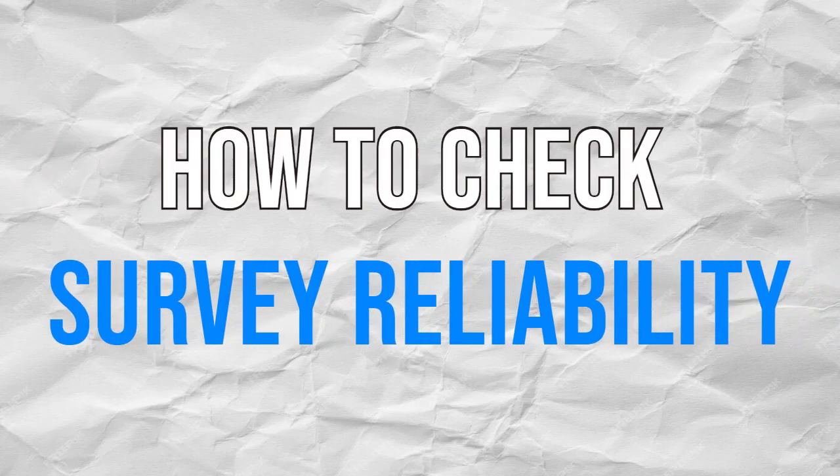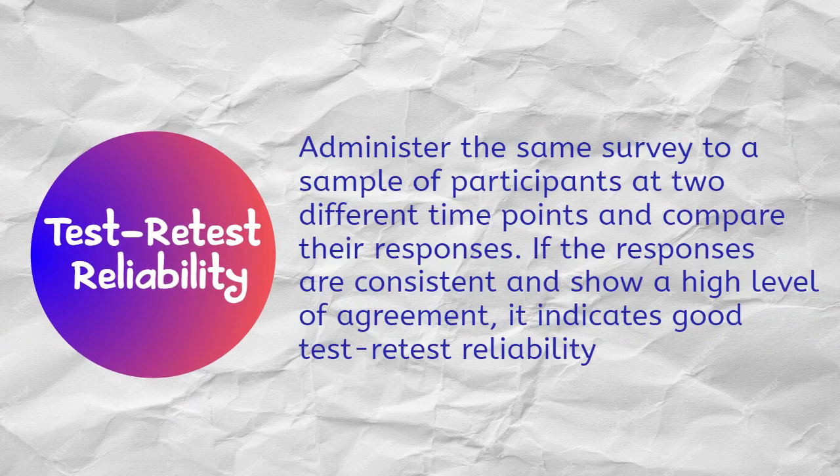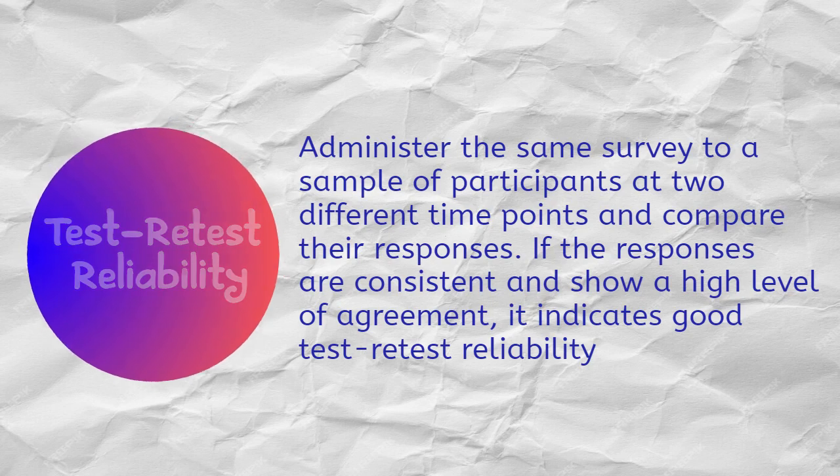Think now. How to guarantee the reliability of your survey. To do this, you can use the following methods. Test-retest reliability. Administer the same survey to a sample of participants at 2 different time points and compare their responses. If the responses are consistent and show a high level of agreement, it indicates good test-retest reliability.